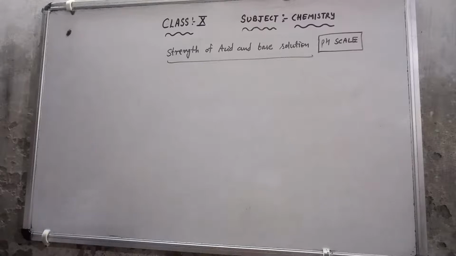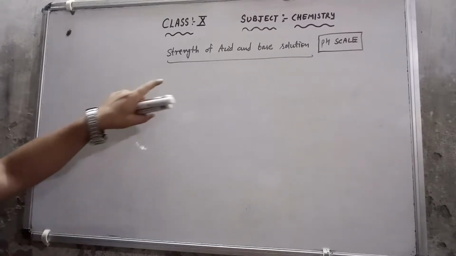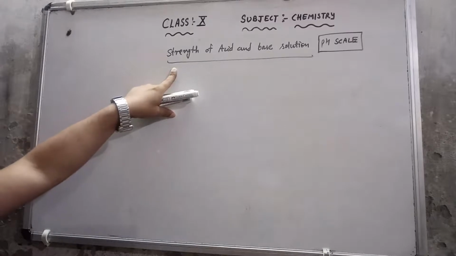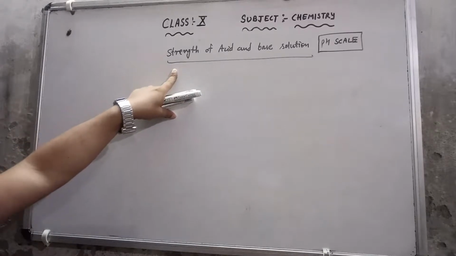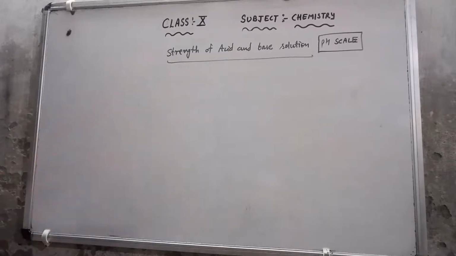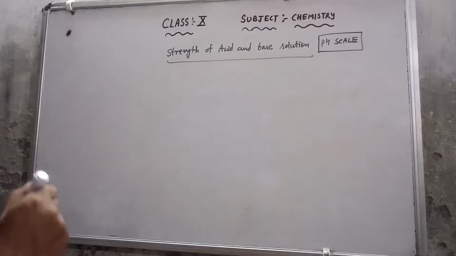Hello students. Today in this video I will discuss with you the strength of acid and base solutions, that means the pH scale. How to find out the strength of the given acidic and basic solution, I will discuss in this video. Now, for finding the strength of acidic and basic solutions, one word is there.